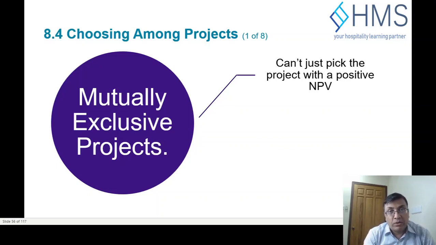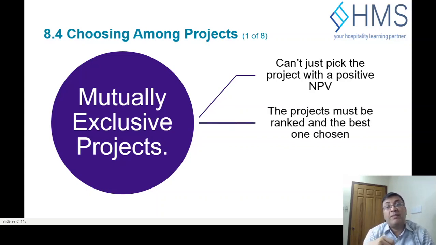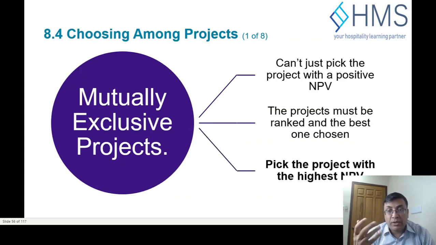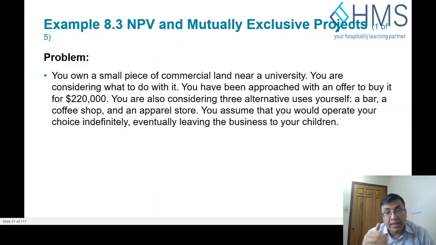You need to choose the project which ranks the highest, which gives you the highest NPV. So you need to calculate the highest NPV, but if the projects are different in size, you normally need to calculate the profitability index, which we're going to explain later. Now let's first look at the process to calculate different options for the same investment.